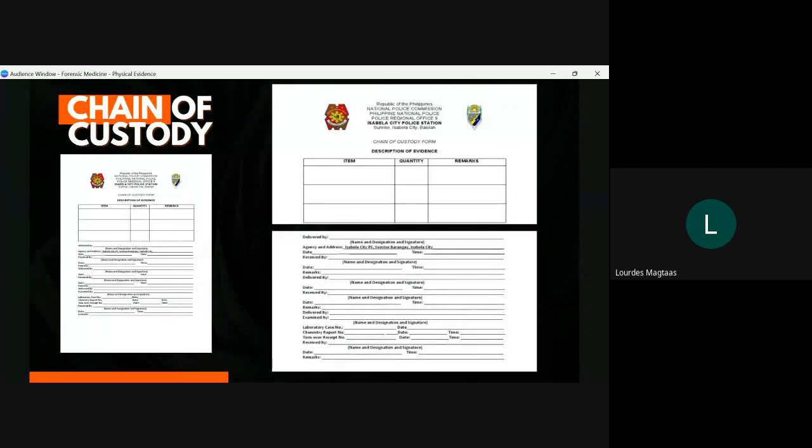Here is an example of a chain of custody form where an officer will write the evidence in his possession together with its quantity and remarks. It also highlights where the evidence has been delivered, examined, and turned over, as well as the people involved in handling it. And now, to discuss the subpoena and role of an expert witness in a trial, here is Samantha Nicole Barreto.